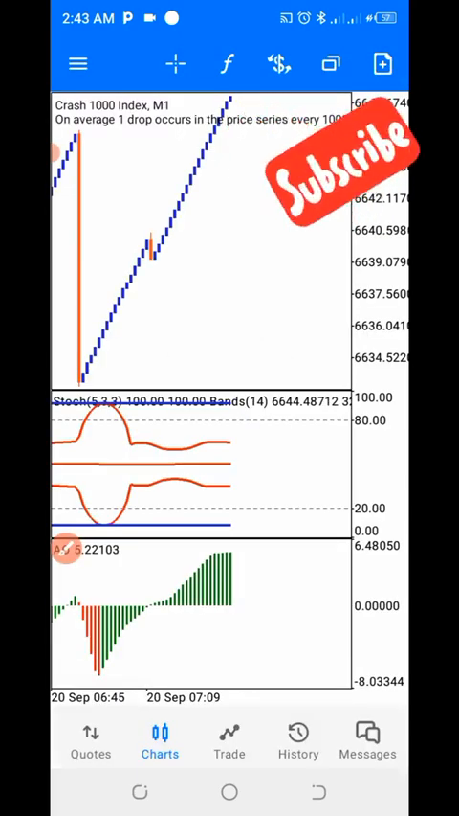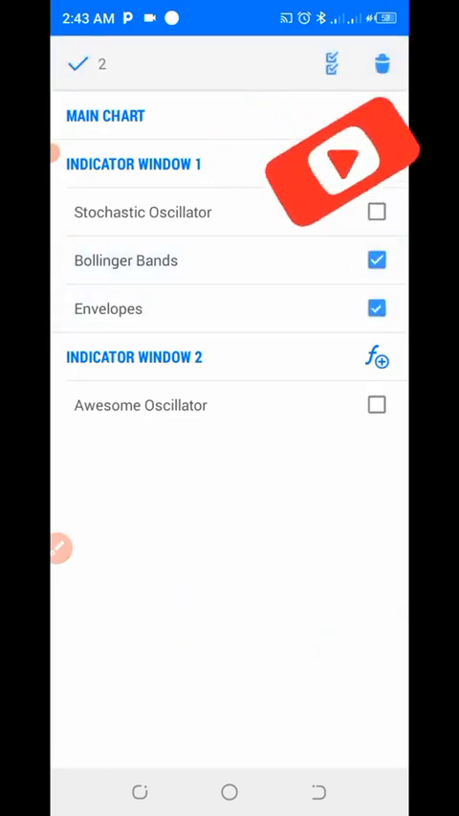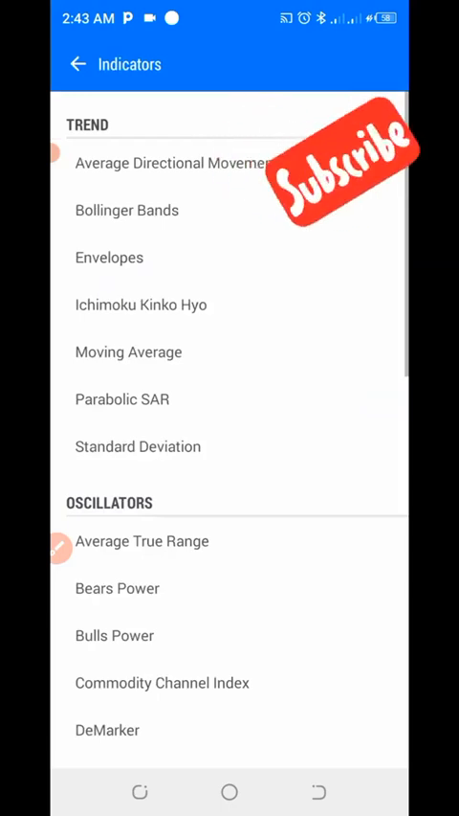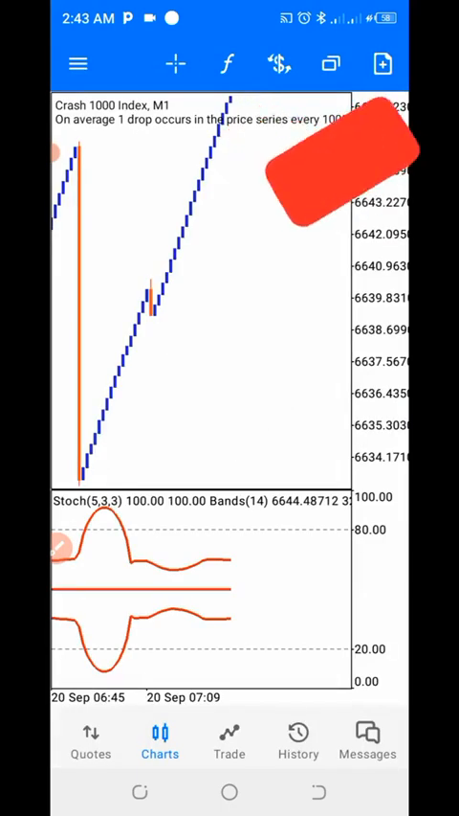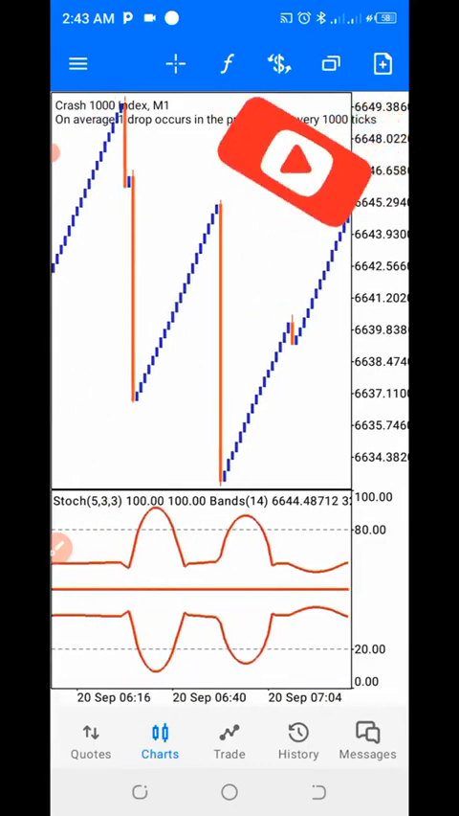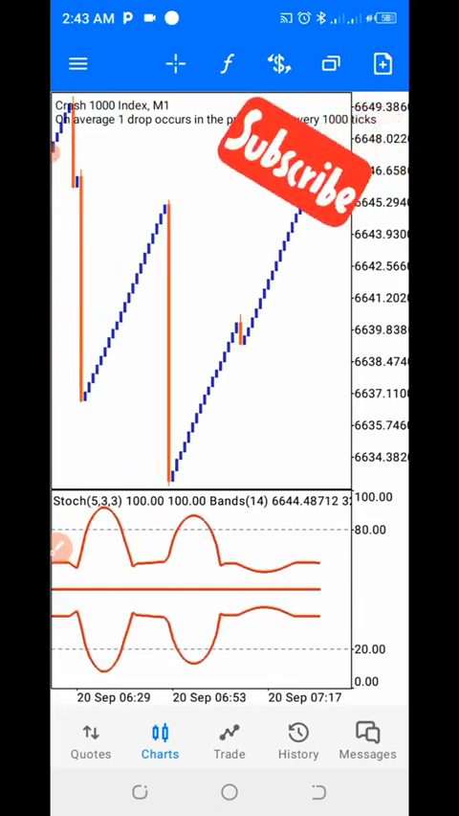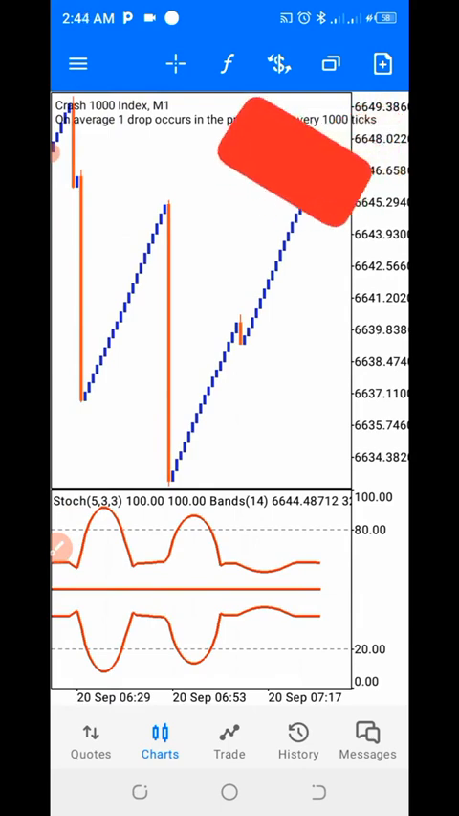Let me delete it so that we can see. So we are using our Bollinger Band. The setting is like this. Once you are done, you click on done, so you can see what we have. This is what you're actually going to be having once we add our Bollinger Band.